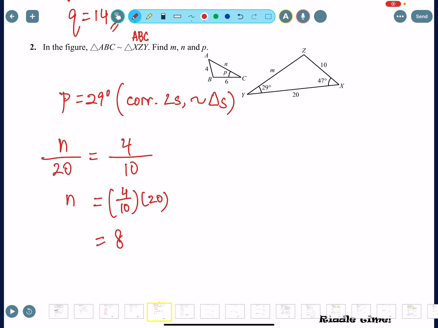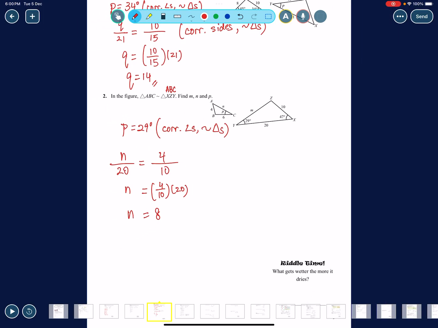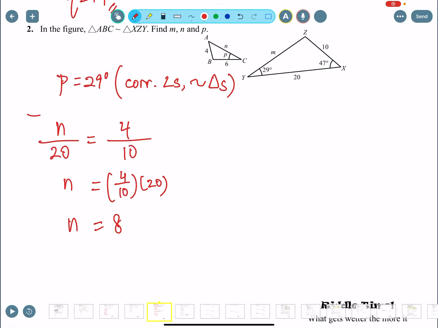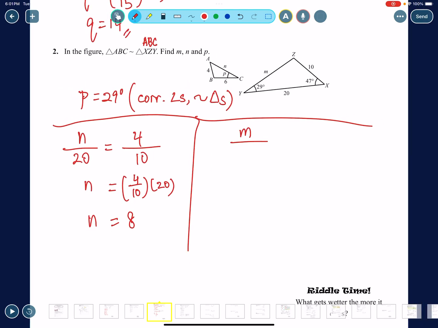Okay, 4 over 10 is 2 over 5, or 0.4 in your calculator. If you do 8 over 20, it's also 0.4. So that one kind of makes sense. And that's just for N though. We need to find M. M is YZ. YZ is the last two letters. BC is the last two letters, so BC is 6. You can actually use the same ratio here, 4 over 10.